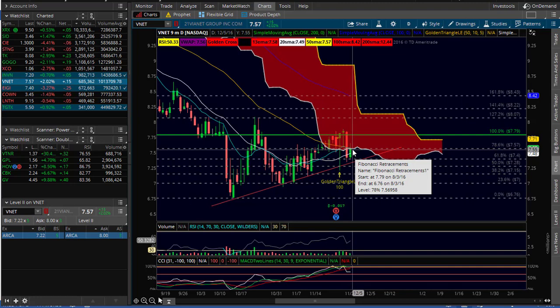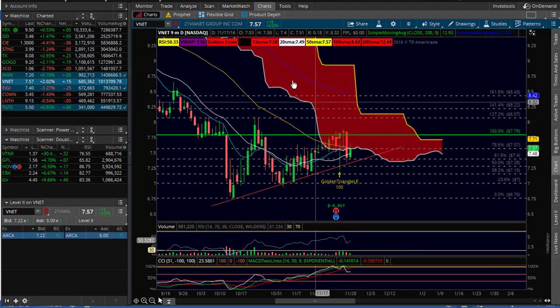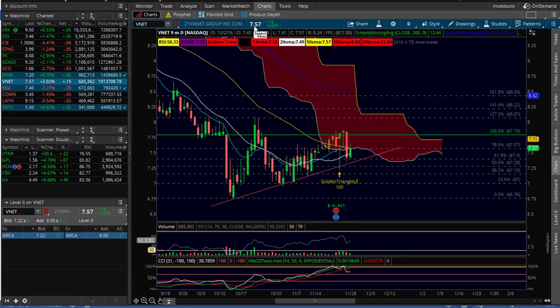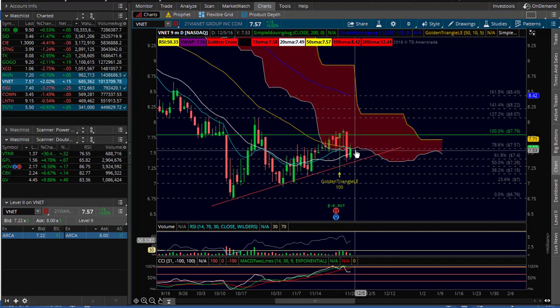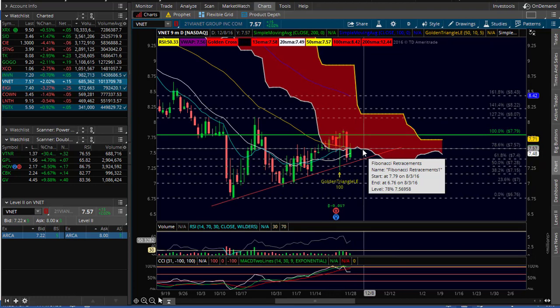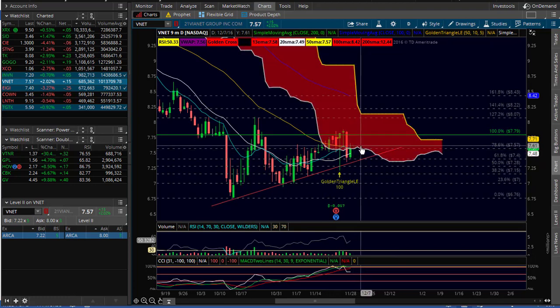You would be looking to enter on this break. So it closed at 7.57. You're going to want to watch it break and enter into the cloud, and also break that Fibonacci. That way you can get into the play as it breaks into the cloud and starts to rise.